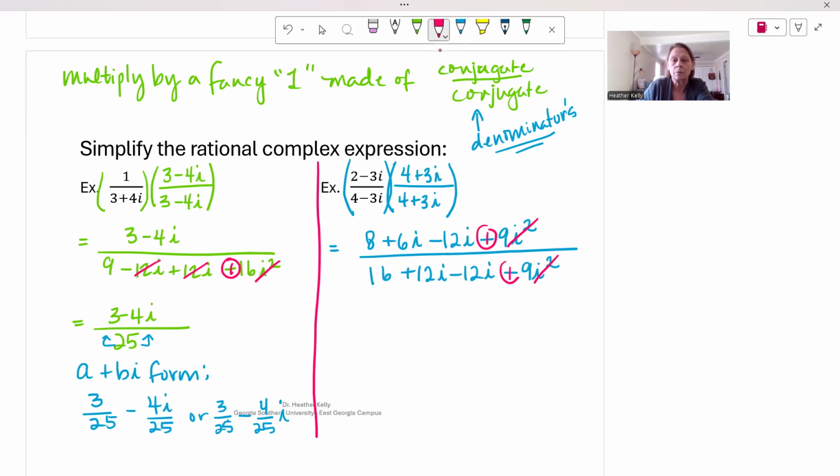This is going to go, right? And these guys are actually going to go because they are opposite sides. So our numerator looks like 8 plus 9 is equal to 17. 6 minus 12 is minus 6i over 16 plus 9, 25 again. Clearly, when I made up my examples, that was where I was at. And there we go.